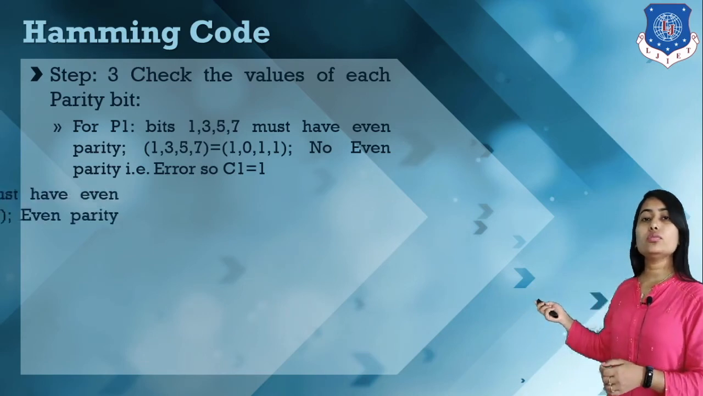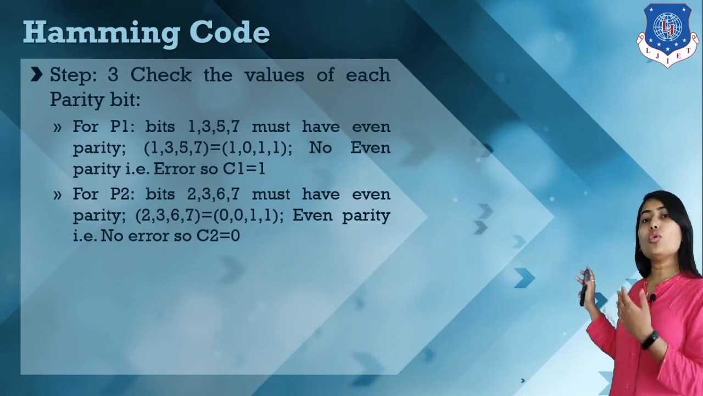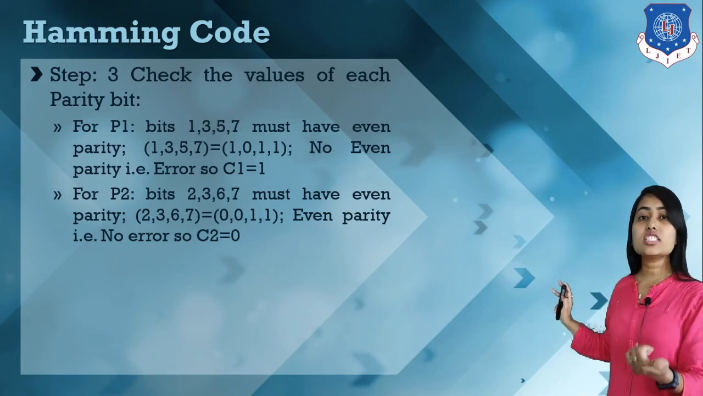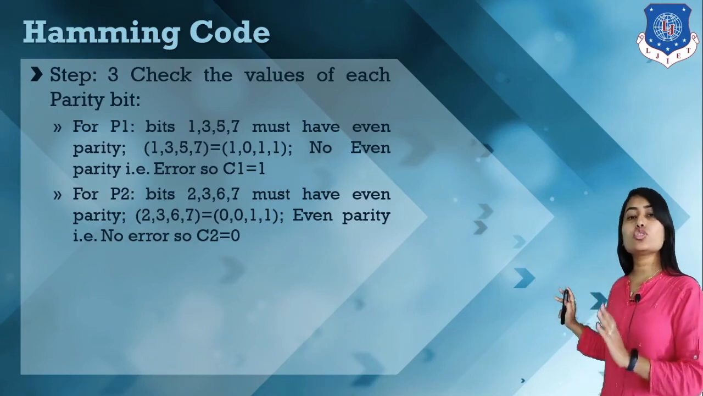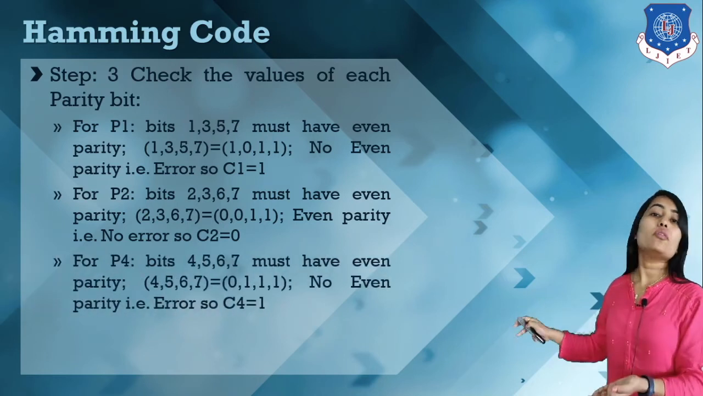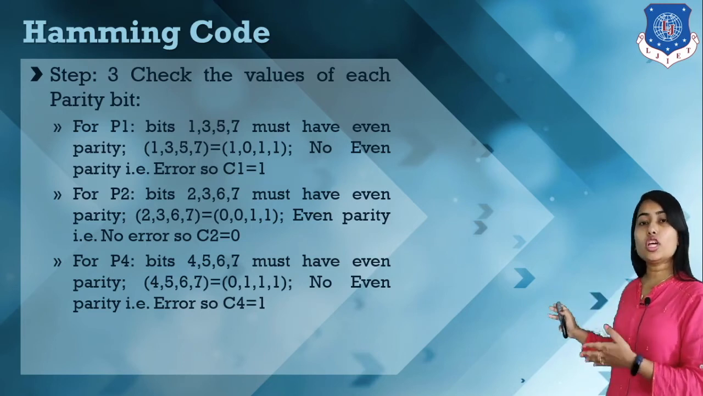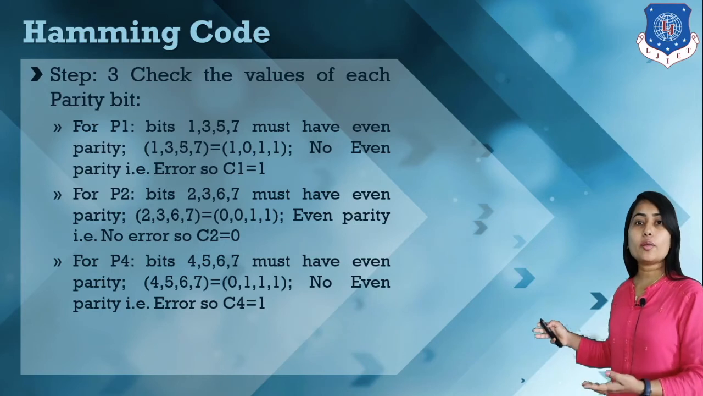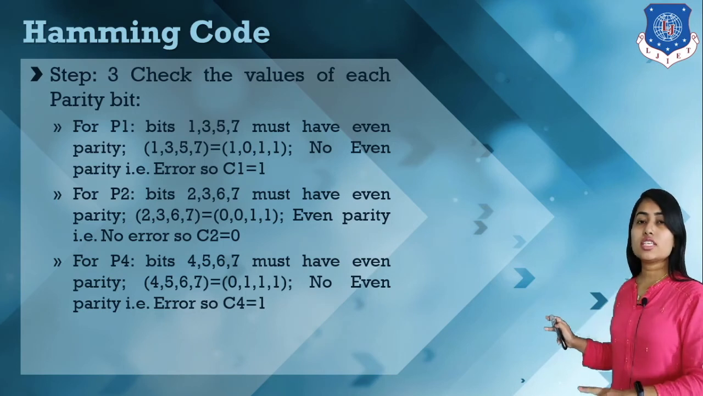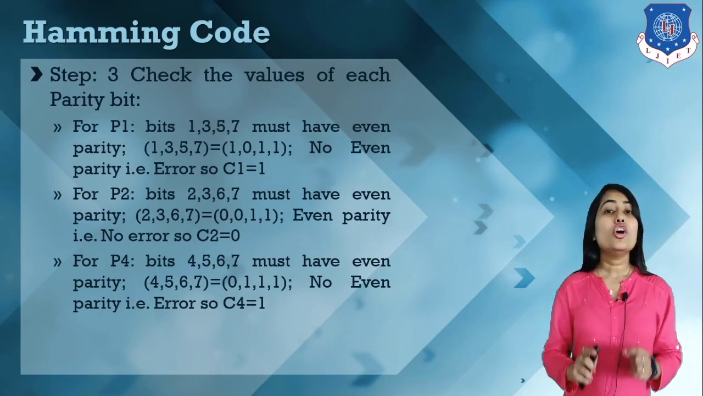Then for P2 we check locations 2, 3, 6, 7. Here we have 0, 0, 1, 1, with two ones, which means even parity. So the check bit C2 is equal to 0 because no error occurred. Next, for P4 we have 0, 1, 1, 1. The total number of ones is 3, which means odd parity, so here also we have an error. So C4, the check bit for P4, is equal to 1.